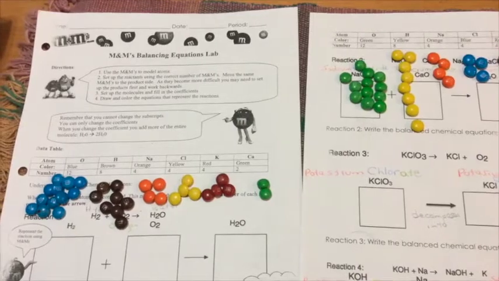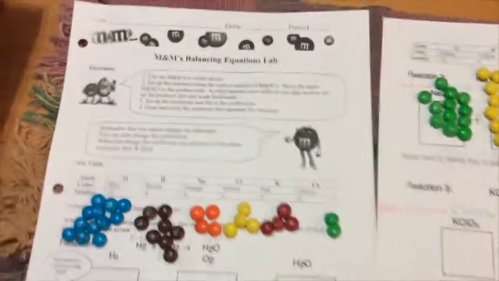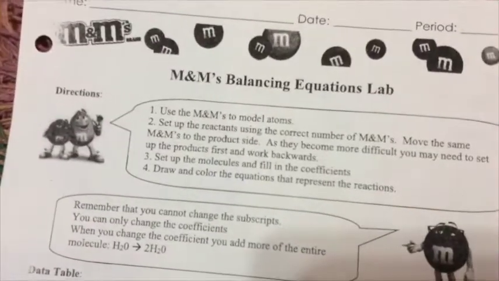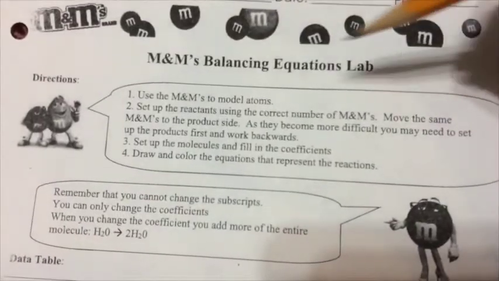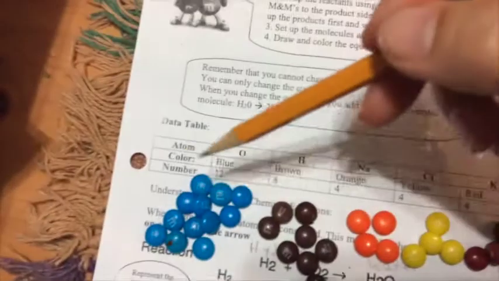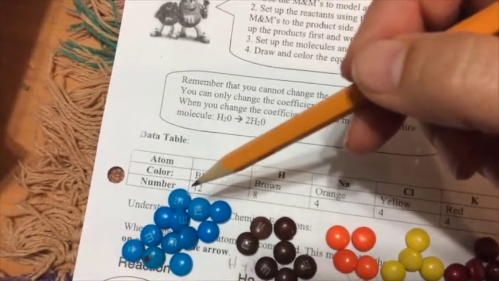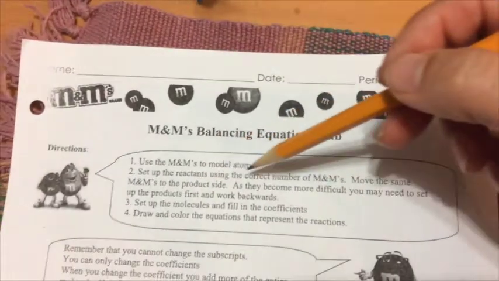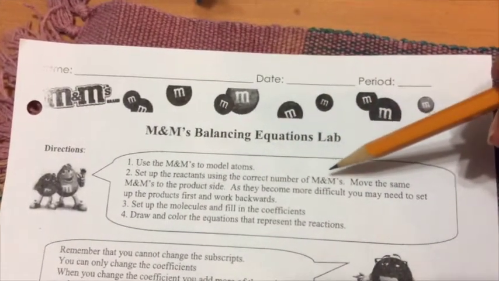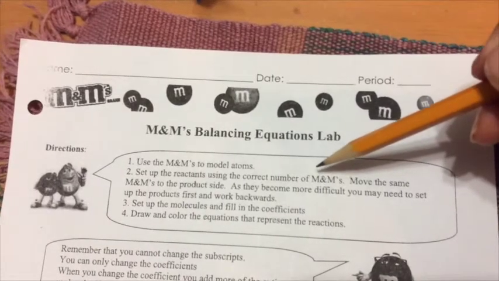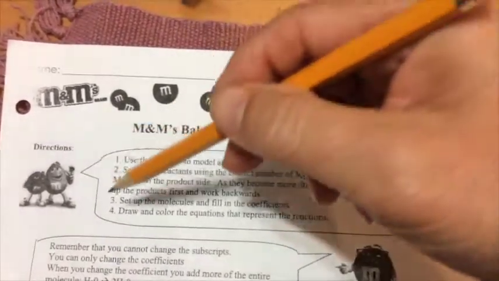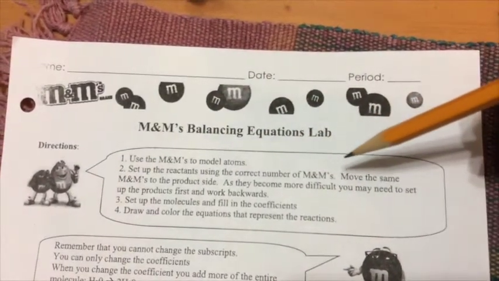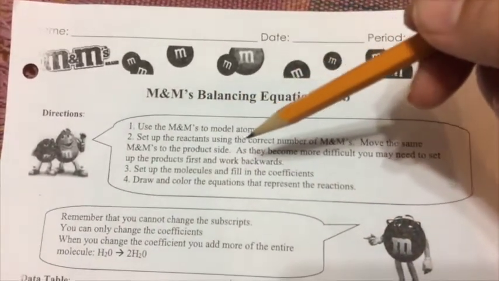Now, the first thing I want to do is read the sheets with you. It says M&M Balancing Equations Lab. Number 1, use the M&Ms to model atoms. So we're making each one of these M&Ms stand for an atom. Set up the reactants using the correct number of M&Ms. Remember, on our chemical equations the reactants are the left-hand side of the equation, the things that you put together, and it says move the same number of M&Ms to the product side.